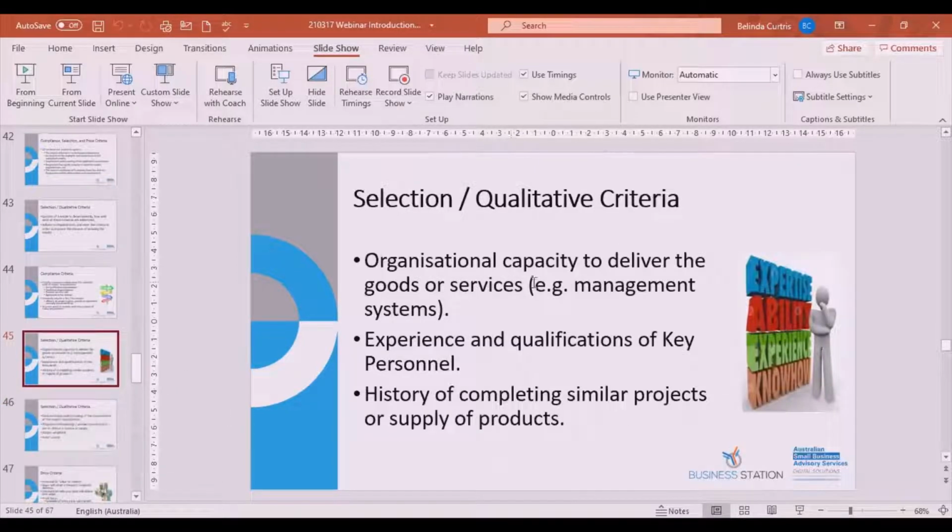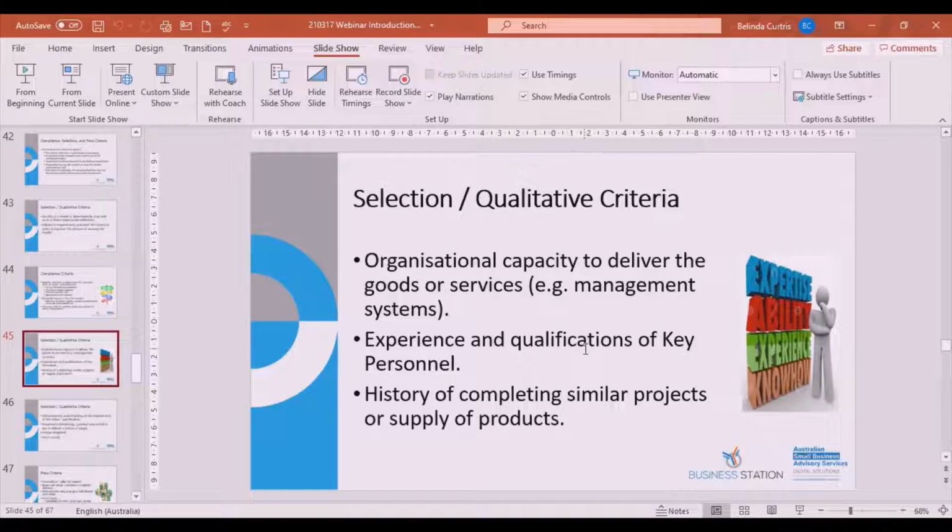So the selection criteria, the types of questions that you're going to get in here, are around your organisational capacity to deliver the goods or services. So that's talking about how you actually manage your business and the management processes, procedures and policies that you have in place to manage your business and deliver the supply of goods and services to the market. So, your safety management, quality management, all that sort of thing, which I'll touch on a bit later.